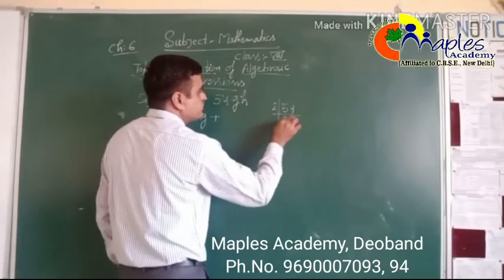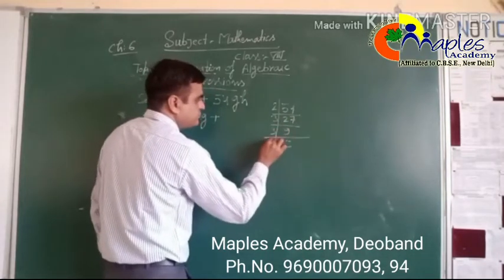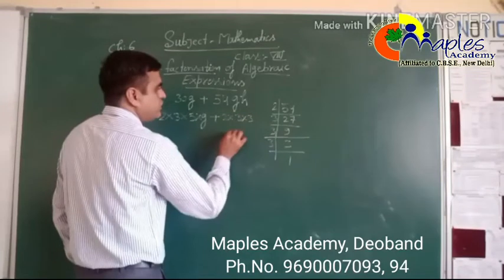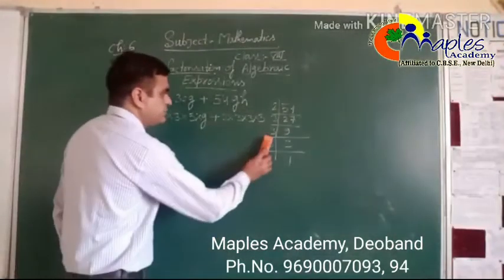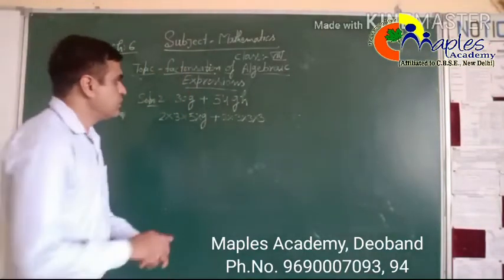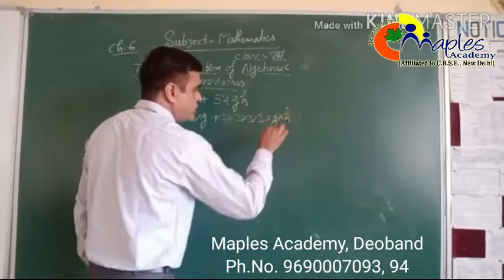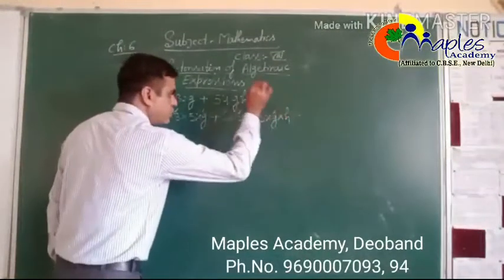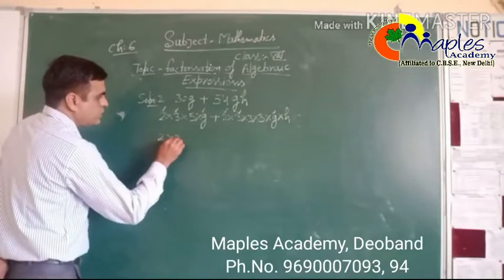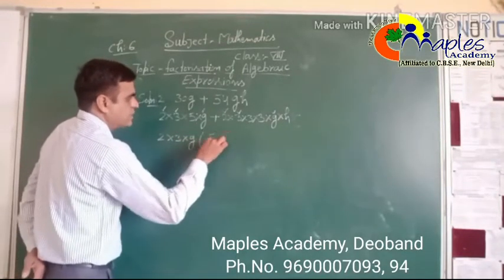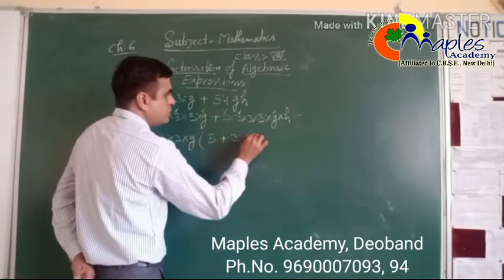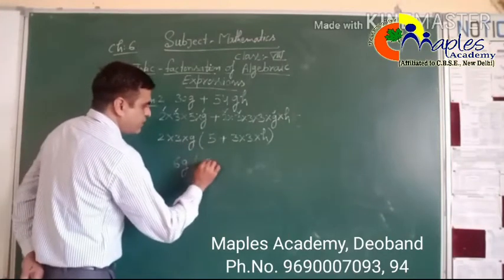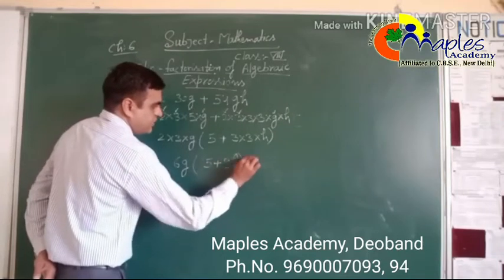2, 9, 2 is common, 3 is common, g is common. Now we can write 2 into 3 into g as common, and we get 5 plus, and the remaining numbers are 3 into 3 into h. Those 2 and 3 make 6g. Now we get 5 plus 3 into 3, we get 9h as our answer.